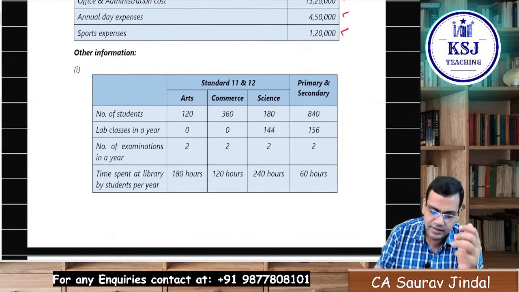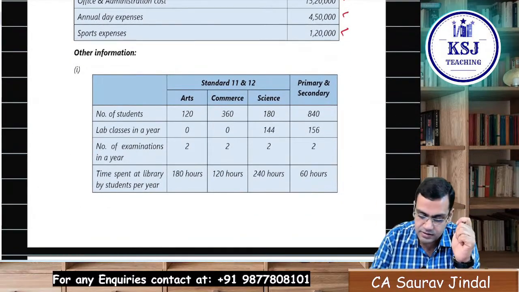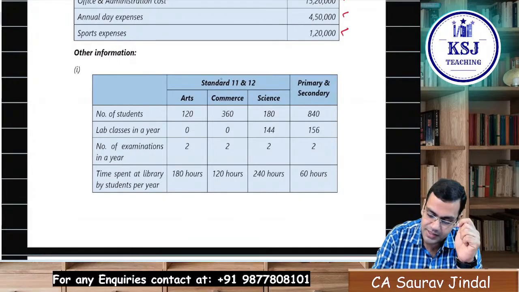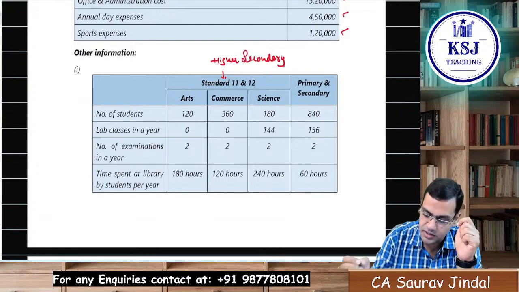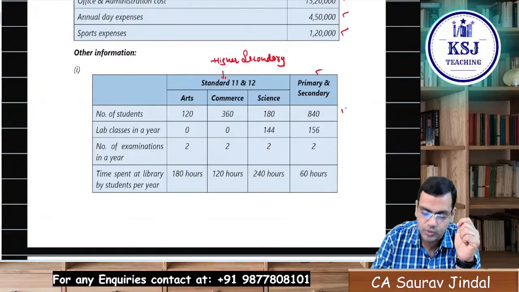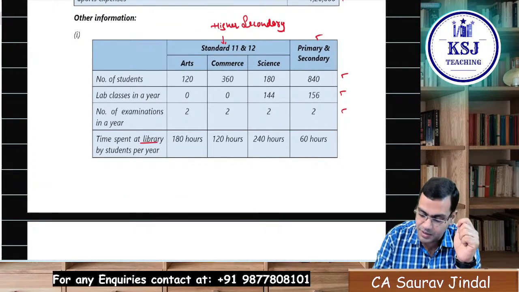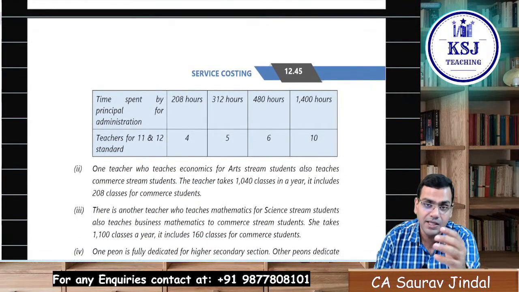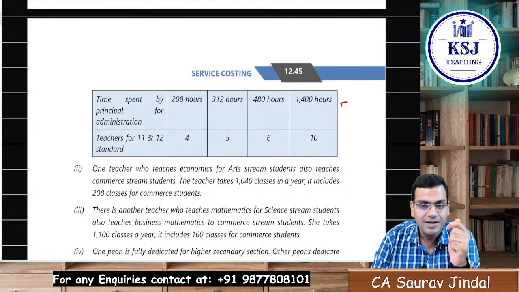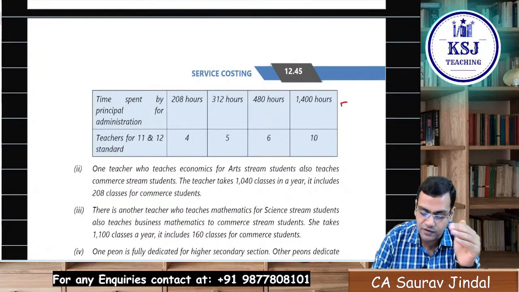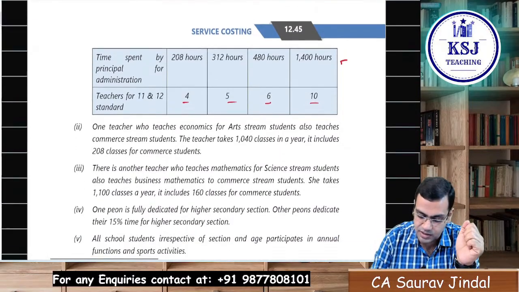Fine. The information given is the number of students in the standard 11th and 12th, that is higher secondary section, and primary and secondary section. Number of students are given, lab classes in a year are given, number of examinations in a year are given, time spent at library by the students per year is given to you, time spent by the principal for administration is given, teachers, that how many teachers are there for 11th and 12th standard, 4, 5 and 6, remaining 10 are for the primary and secondary.